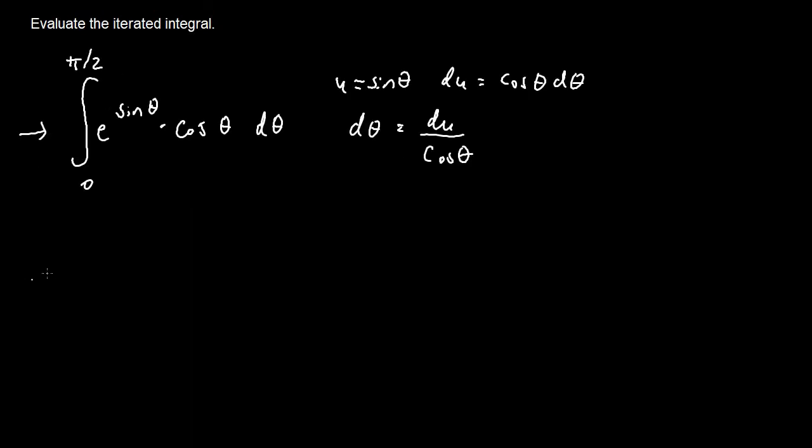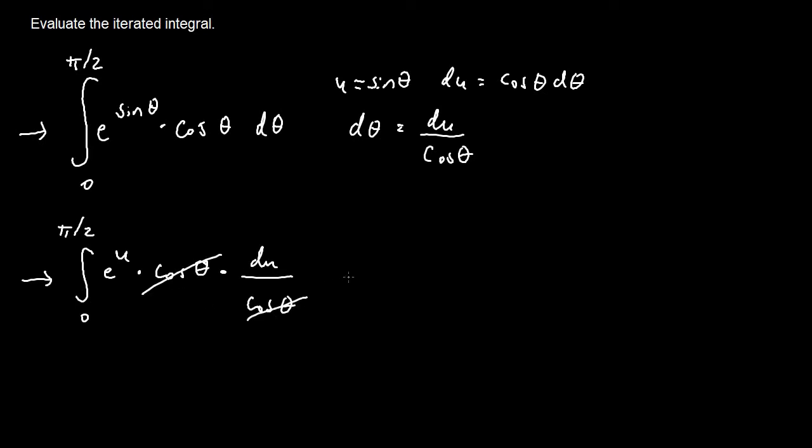Now if I go ahead and rewrite the integral, we get the integral from 0 to pi over 2 of e to the sine theta. Now I made u equal to sine theta, so we get e to the u times cosine theta times d theta, which is equal to du over cosine theta. Notice the cosine thetas will cancel, and so we'll get the integral from 0 to pi over 2 of e to the u du, which is obviously just e to the u.